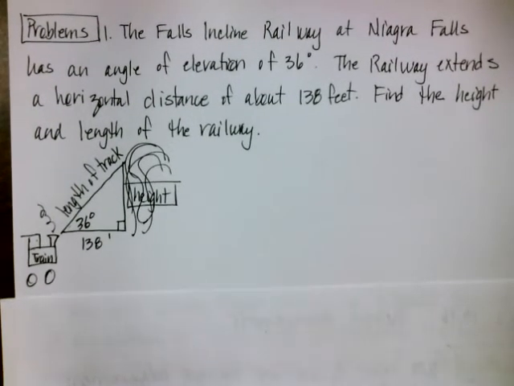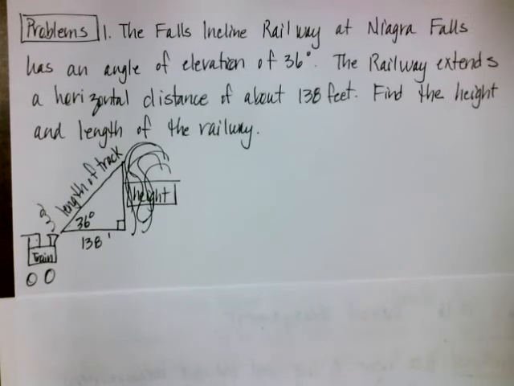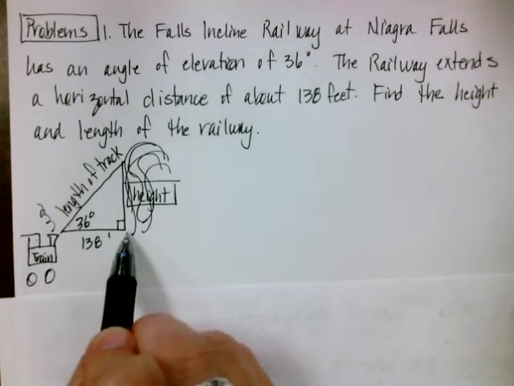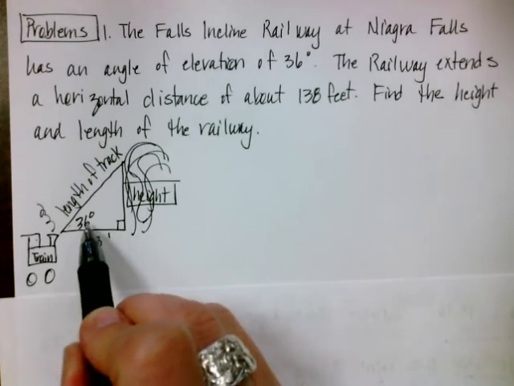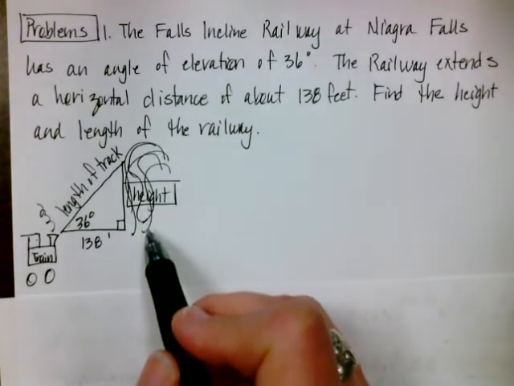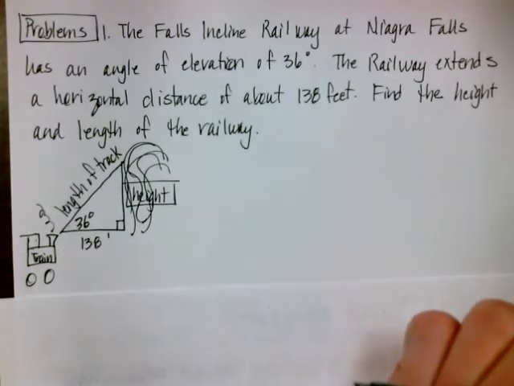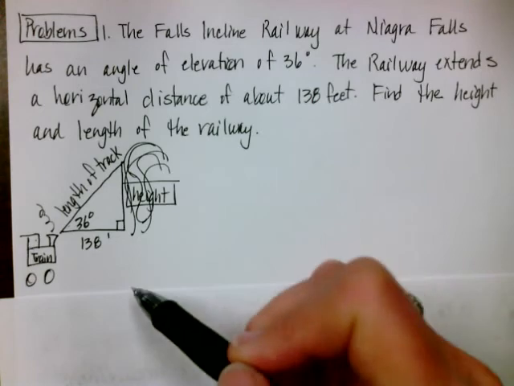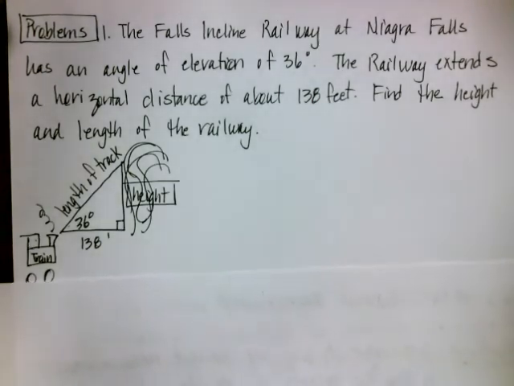It says the Falls Incline Railway at Niagara Falls has an angle of elevation of 36 degrees. The railway extends a horizontal distance of about 138 feet. Find the height and length of the railway. So here's my train. Here's the 138 feet. This is the 36 degrees. I want to know the height of the railway, and then I want to know how long the track is. So I have two different measurements that I'm going to need to find. I definitely should not quit my day job because my artwork is a little bit cheesy.